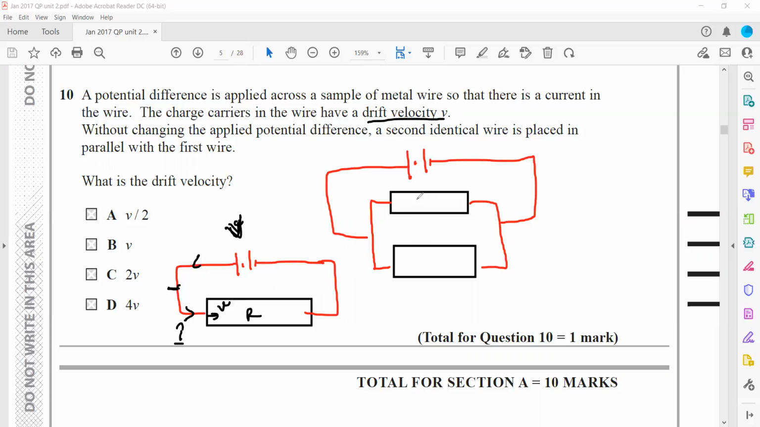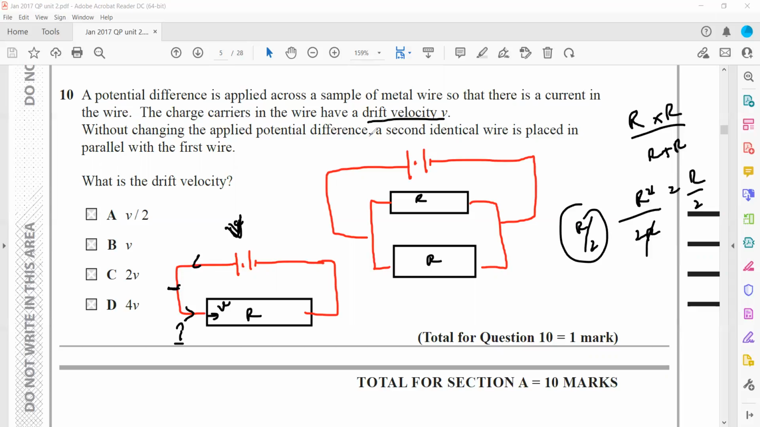Now what happens when two identical wires are connected in parallel with each other? The combined resistance of the circuit will decrease. The combined resistance will be the product divided by the sum: R multiplied by R divided by R plus R. So it will be R squared divided by 2R, which simplifies to R by 2. It means the total circuit resistance will be half.